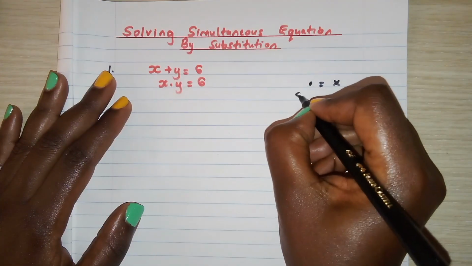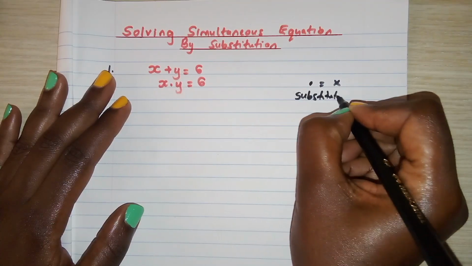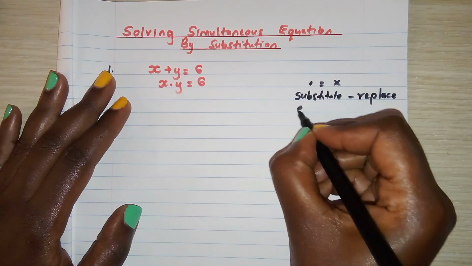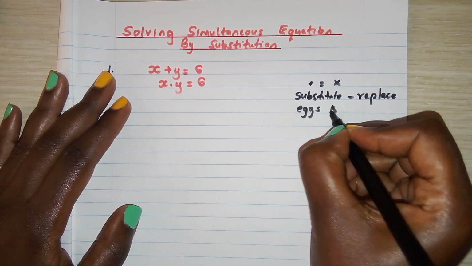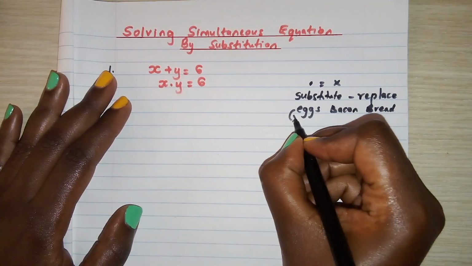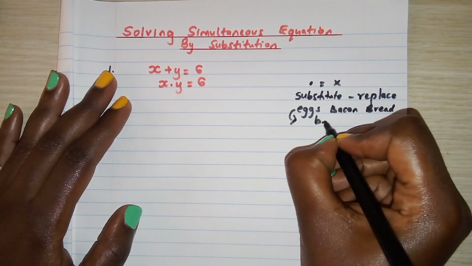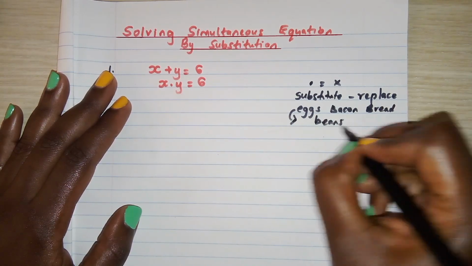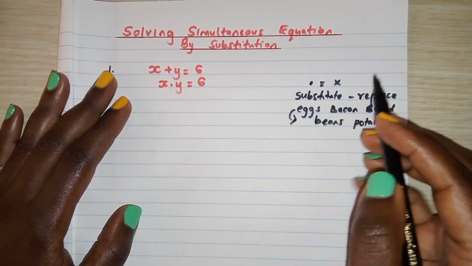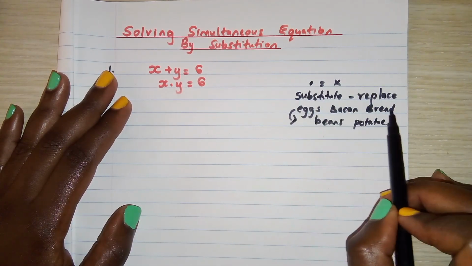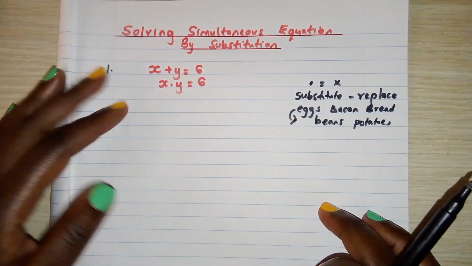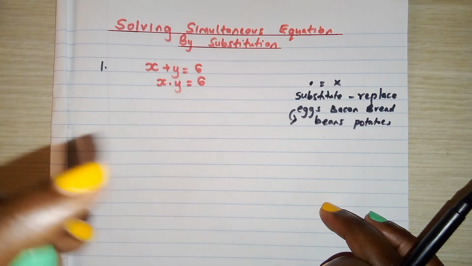So what do you understand by substitute? It means you replace. For example, in the morning you normally have eggs, bacon, and maybe bread, and then you decide to substitute it with beans, and maybe also potatoes. That's called substitution. You're removing these, and instead you put something else. That's the concept we're going to use for this equation.